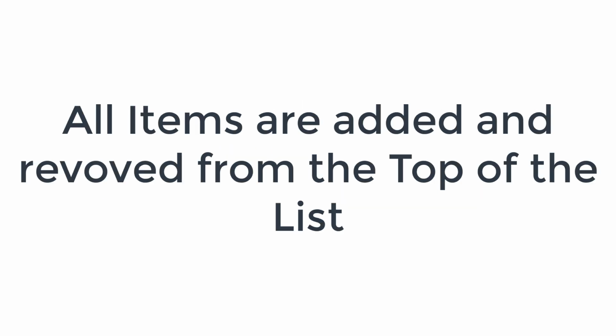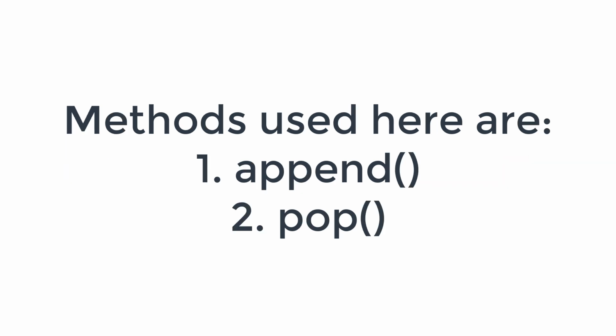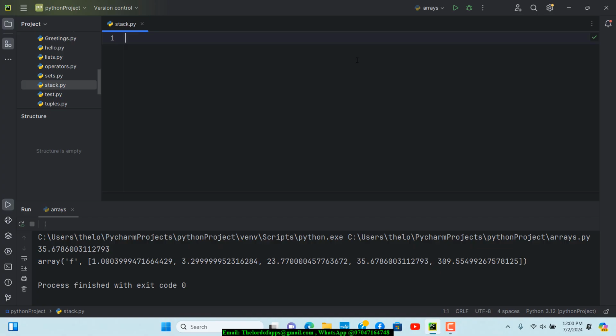It uses a method called append to push onto the stack, and we can also use pop to remove an item from it. Those are the two methods that can be used on this, and I want to give you an example of how this works. We use append to push an item onto the stack, and pop to remove an item. So let's do an example right here.